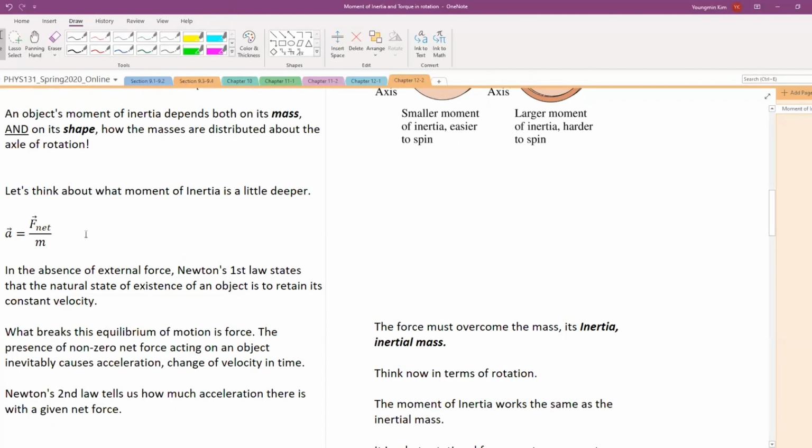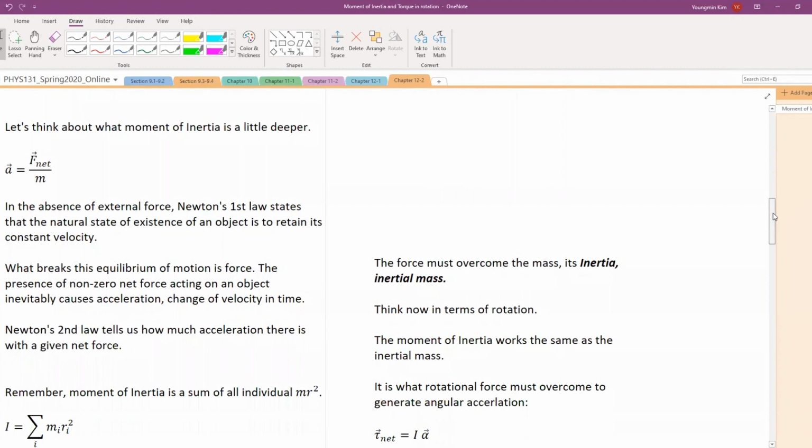And now, considering the equation of Newton's second law, we know that the mass is acting against the net force, meaning the force must overcome the mass, its inertia, its inertial mass, to make an object accelerate. Meaning that if you're given the same amount of force onto a heavier object, the resultant acceleration would be less than that of the lighter object.